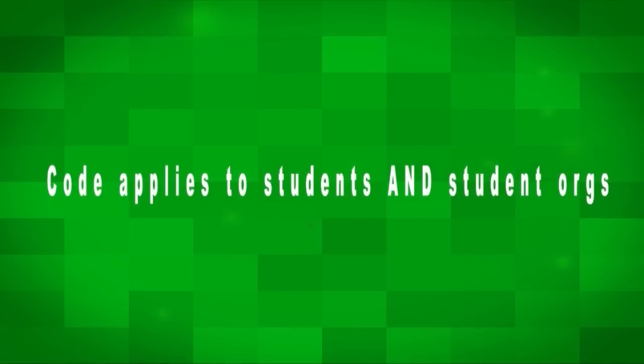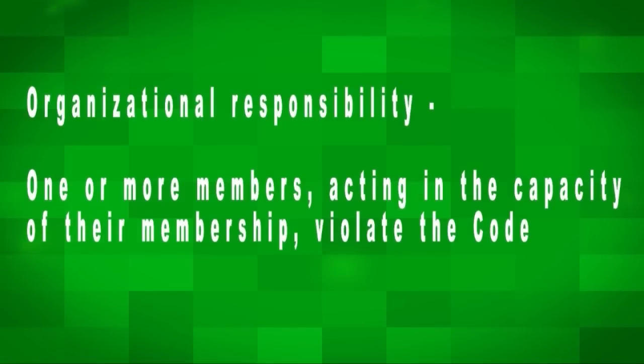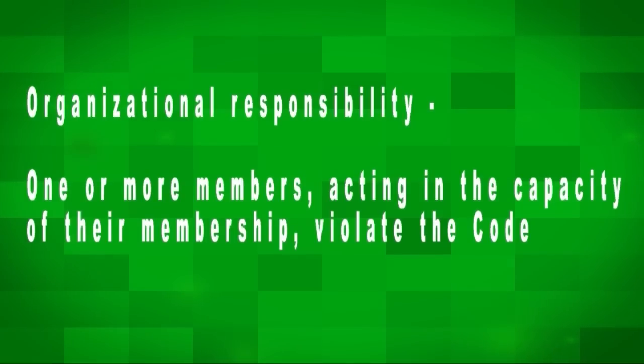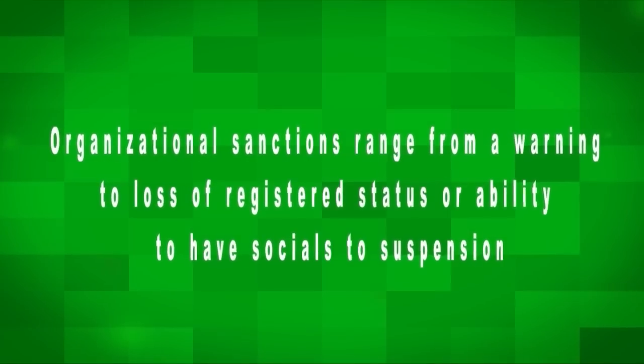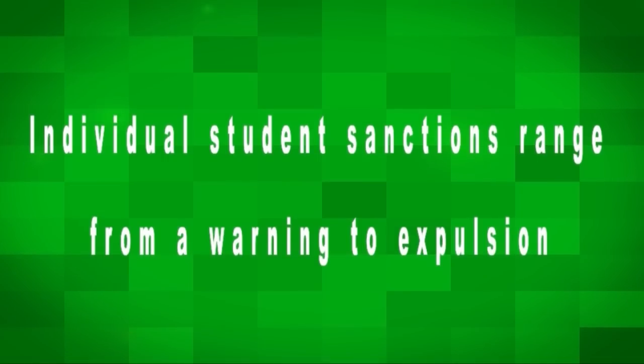As has been alluded to, the code applies to students and student organizations. A student group will be responsible for the actions and conduct of its members when one or more of its members, acting in the capacity of their membership, commit a violation of the code. Student groups found in violation of the code will be subject to disciplinary procedures and sanctions in the same manner as individual students, except that student groups cannot be permanently removed from the university. For organizations, sanctions vary from warning to loss of registered status or ability to have socials to suspension. For students, sanctions include a warning to expulsion.